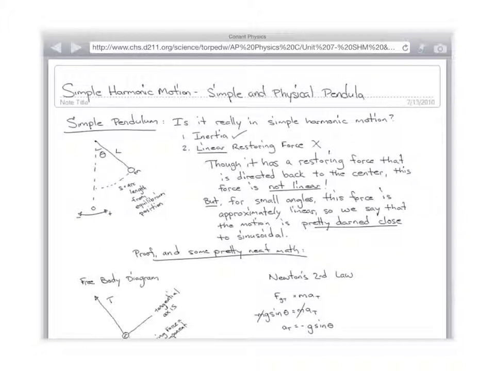Remember that in order to be pure sinusoidal, in order to be truly simple harmonic motion, there have to be two things present. What are the two things? Inertia. Is there inertia? Yeah, because it's got mass, right? There has to be inertia, but there also has to be what? A linear restoring force. A restoring force that is linear.